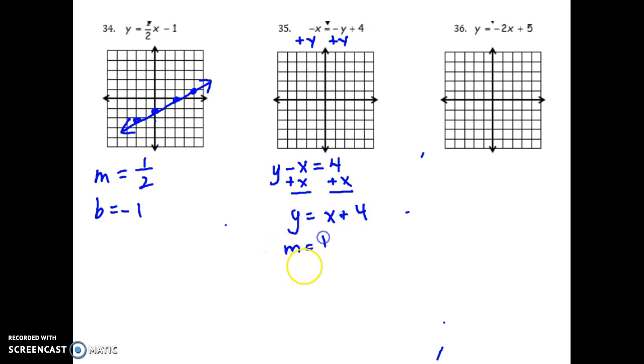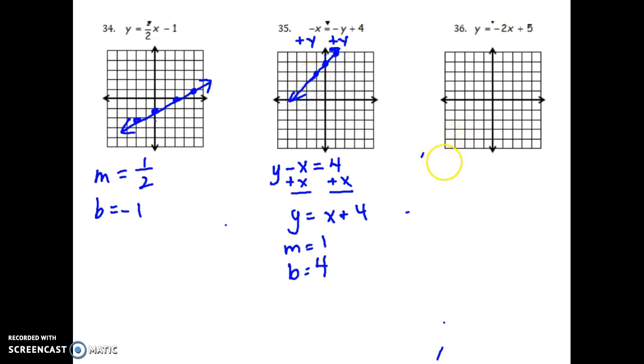So my slope is 1. My y-intercept is not 0, it's 4. Okay, it's going to be 4. So I'm going to start at a y-intercept of 4. 1, 2, 3, 4. My slope is 1, so I'm going to go rise 1, run 1, or I can go down 1 and to the left 1. It's going to look like this.